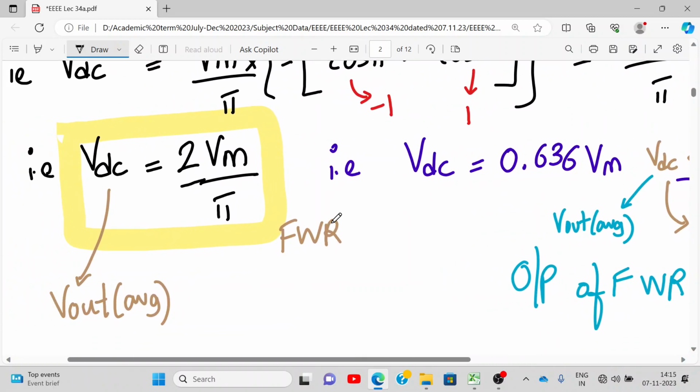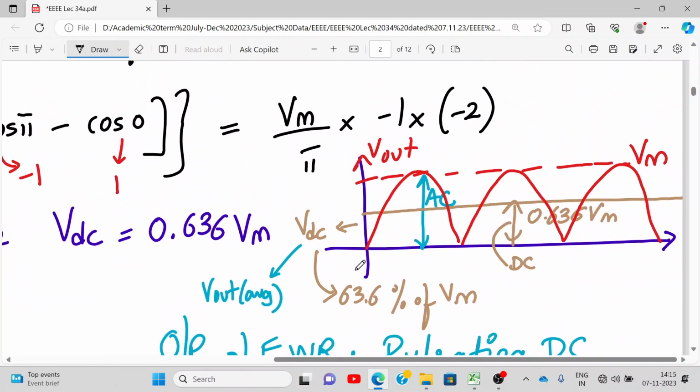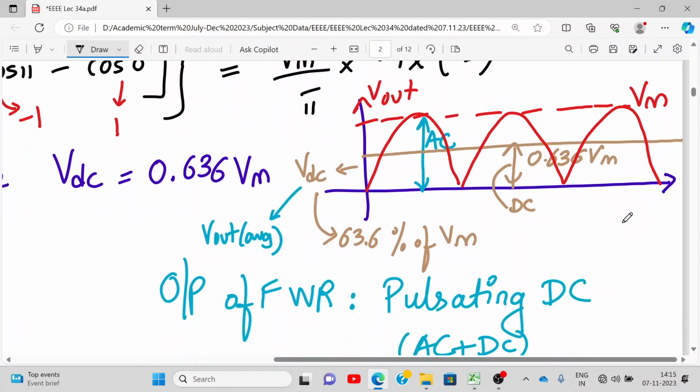Have you written the formula 2 Vm upon pi? That means if I have this output value, this part over here, the entire height is my AC, and my average value is 0.636 times Vm. How did this number come? 2 upon pi, you do, you will get 0.636. So my average DC value is 63.6% of the maximum value.